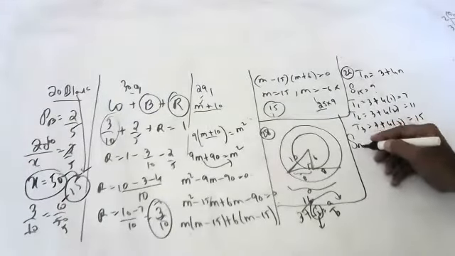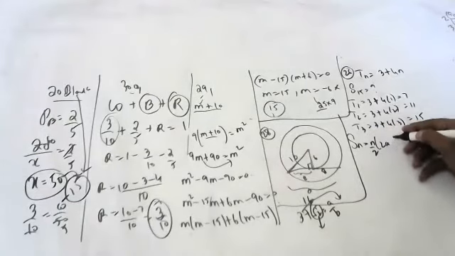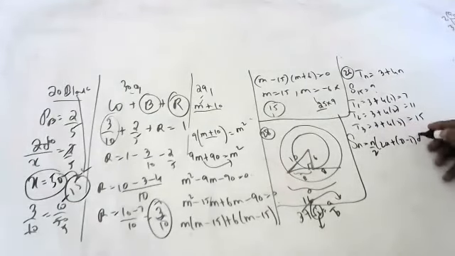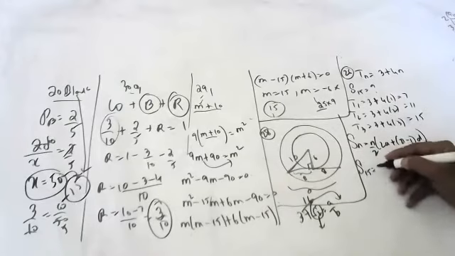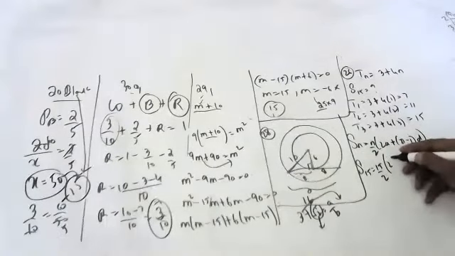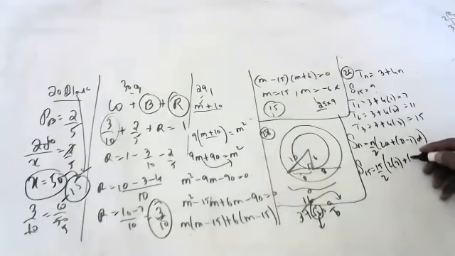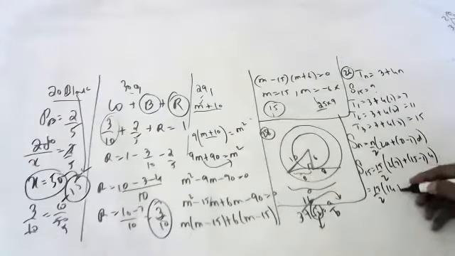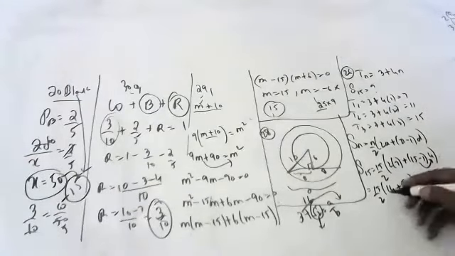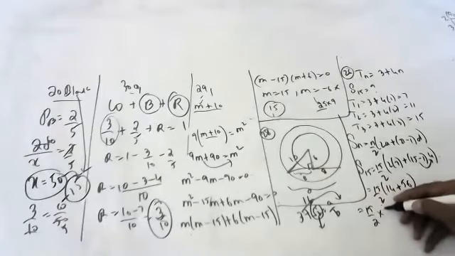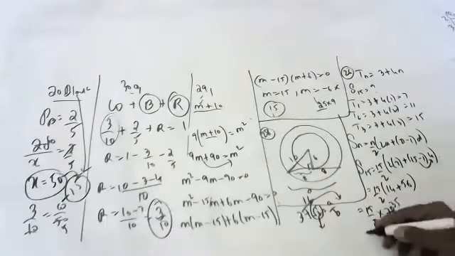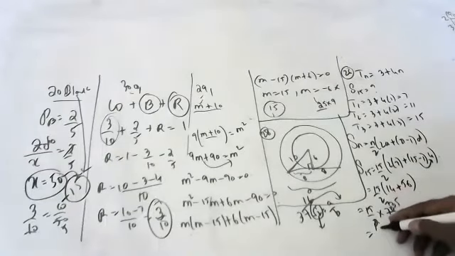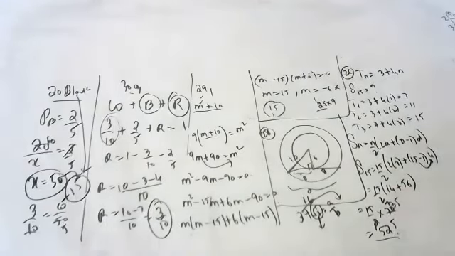What is the formula for Sn, children? n by 2 into 2a plus n minus 1 into d. Okay, 15 by 2 into 2 into 7 plus 15 minus 1 into 4, children. So 15 by 2 into 14 plus 56, which is 15 by 2 into 70. That is 35 times 15. 15 fives are 75, 15 threes are 45, so 525 is the sum of 15 terms of this AP.